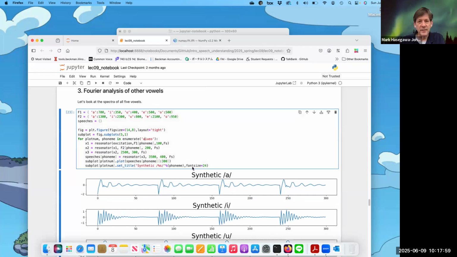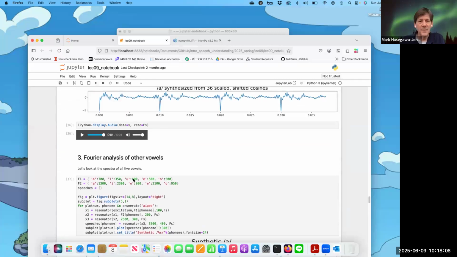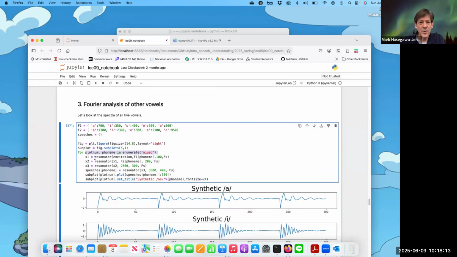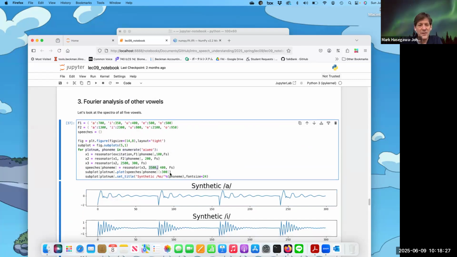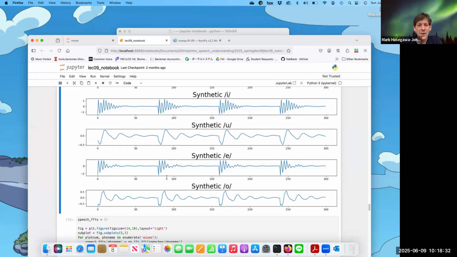Here I'm going to create these synthetic vowels, a, e, u, a, and o, create all 5 of them. And I've done that by setting the first formant frequency and the second formant frequency. And then for each of those plots, I take the excitation and I pass it through a resonator with the correct F1, and then pass that through a resonator with the correct F2, and then pass that through a resonator with a formant of 2500, and pass that with a formant of 3500. And when I plot them, I get my synthetic A, E, U, A, and O.